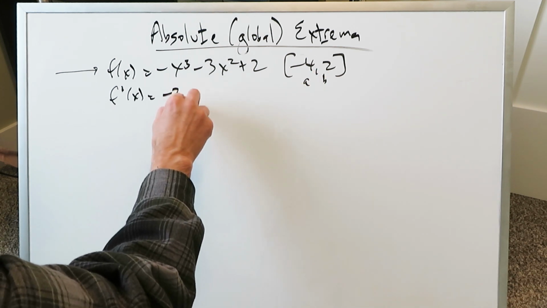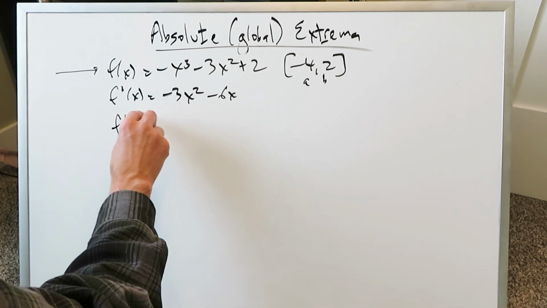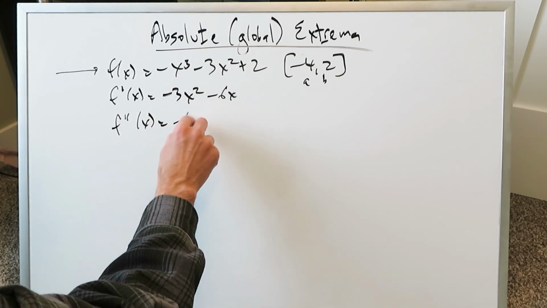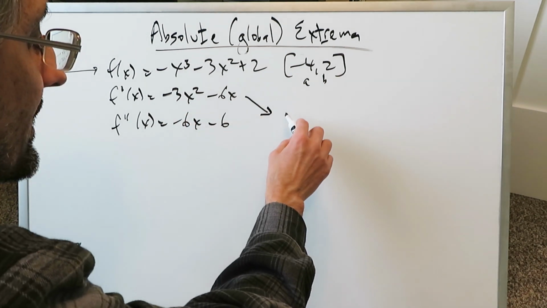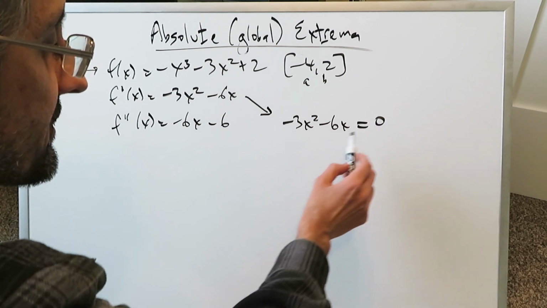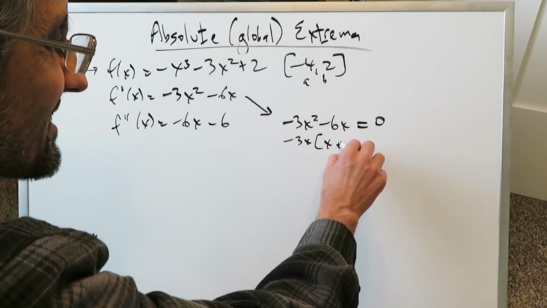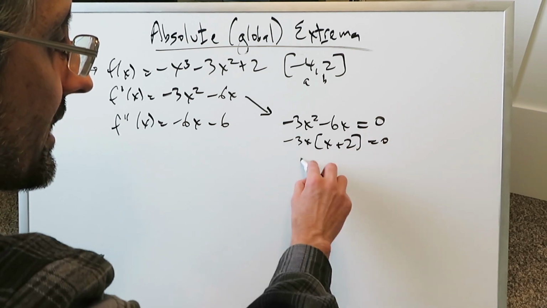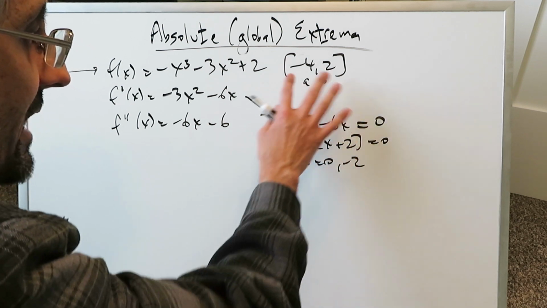This here is a minus 3x squared. This is going to be a minus 6x. The second order derivative is going to be a minus 6x minus 6. This first order derivative equation has to be computed with regards to the presence of critical points. You make everything equal to 0 over here. You isolate minus 3x, and you have x plus 2 is equal to 0, and x is equal to 0 comma minus 2.